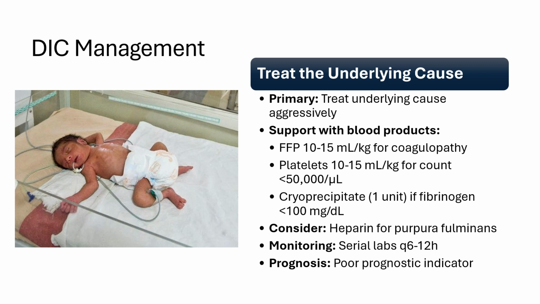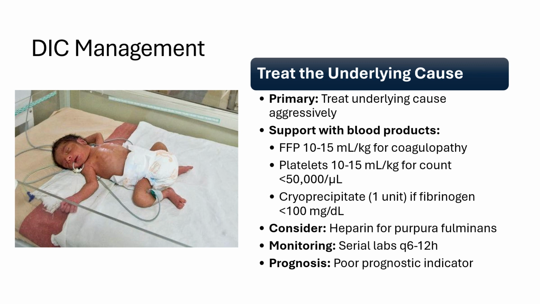Blood product replacement follows specific thresholds. For fresh frozen plasma, administer 10 to 15 milliliters per kilogram when coagulopathy exists. Don't wait for active bleeding. This provides all clotting factors, not just fibrinogen. When platelet counts drop below 50,000, transfuse 10 milliliters per kilogram. For active bleeding or procedures, maintain platelets above 100,000.